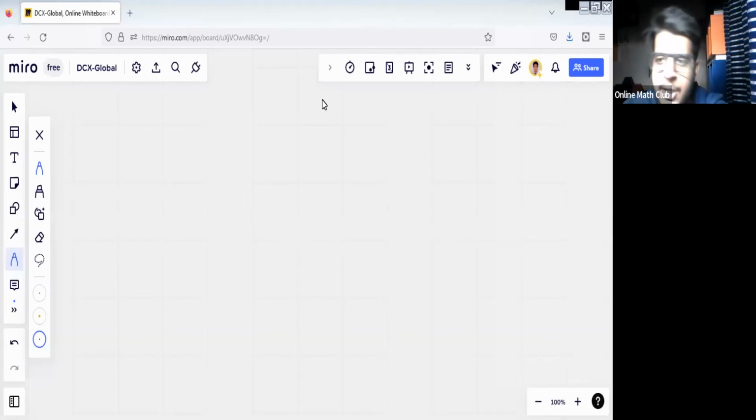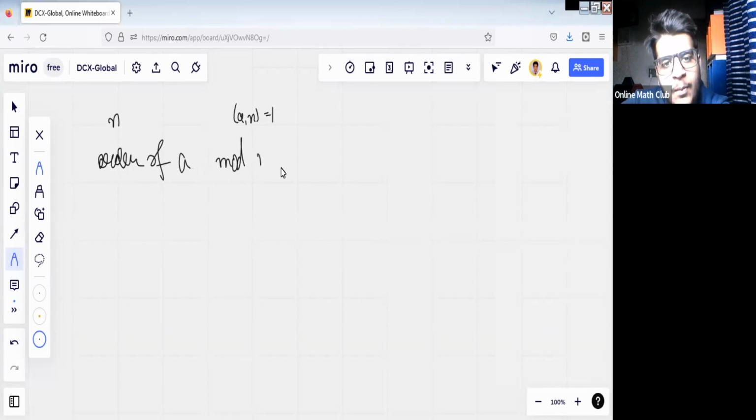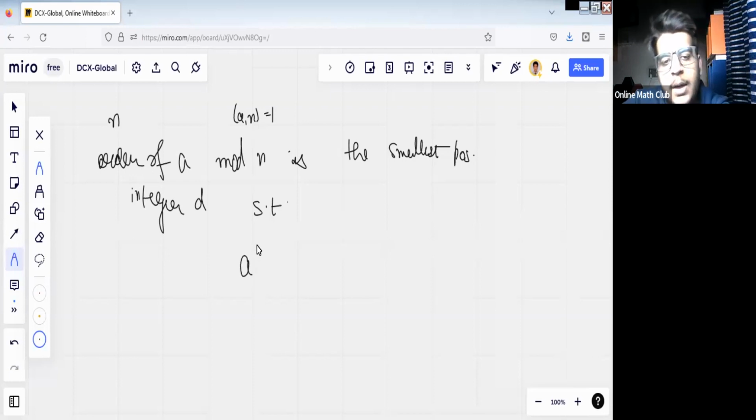Hi everyone. So this session is mainly a problem solving session on orders, but I'll quickly introduce orders for now. Suppose you have an integer n and an integer a which is co-prime to n, then the order of a modulo n is the smallest positive integer d such that a to the power d is congruent to 1 mod n.